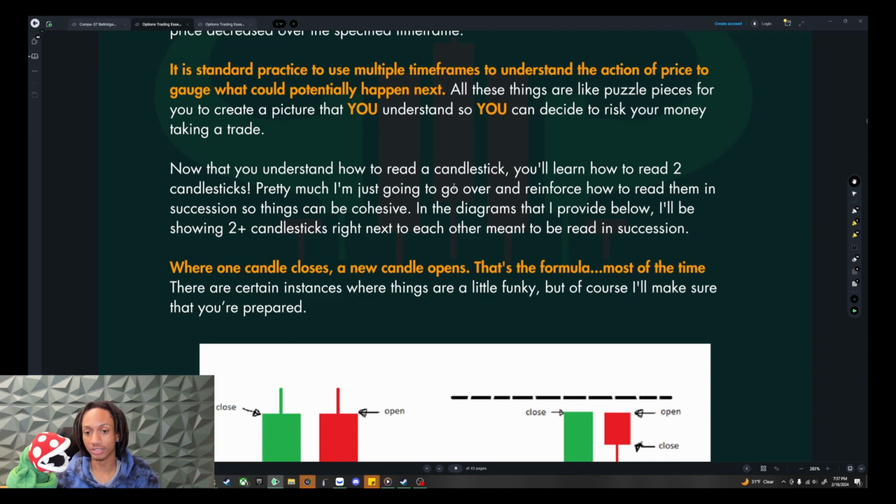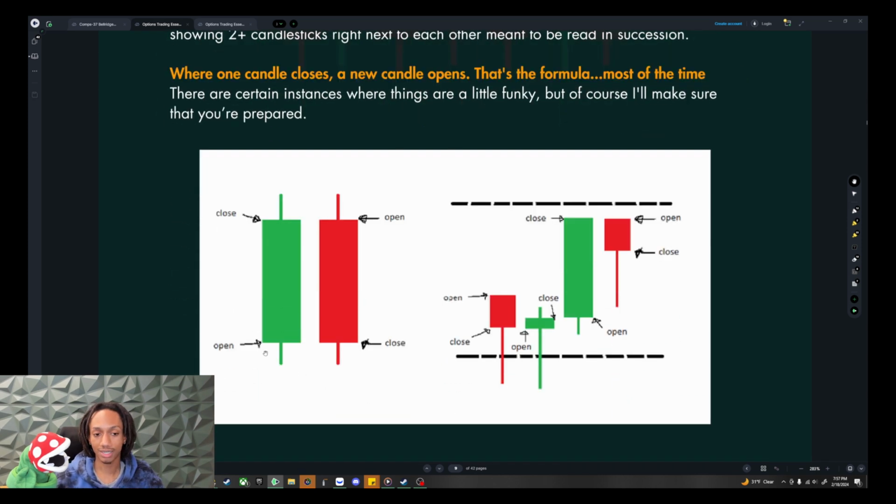I mean, it's just corny, but I said now that you understand how to read a candlestick, you need to learn how to read two candlesticks and how to read candlesticks in succession. So, candlesticks, let's just say 1 minute. This is a 1 minute time frame. A candlestick will open and then close, and then the next candlestick, in most cases, will open where the previous one closed. Because remember, this closes, so it's 7:58.